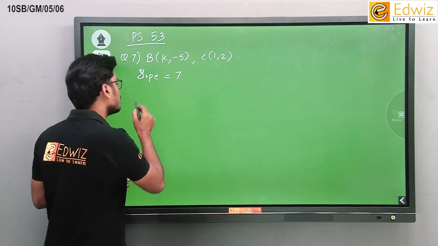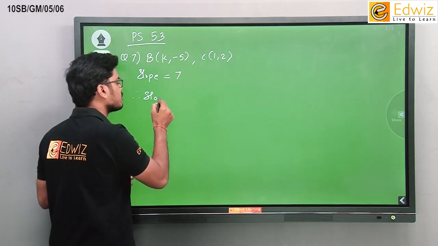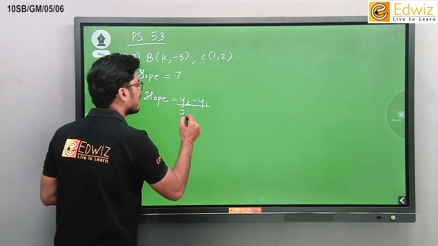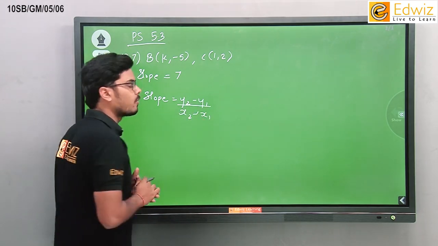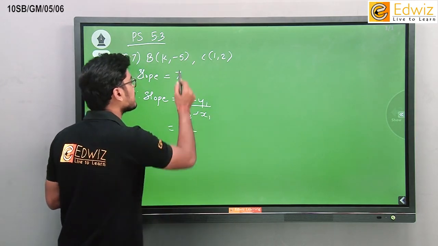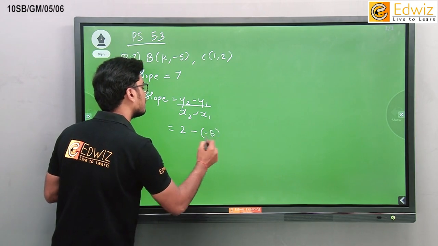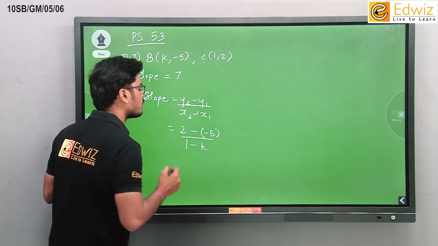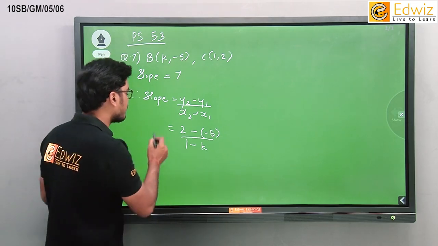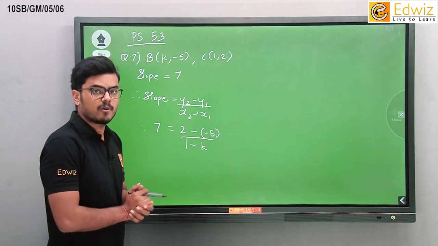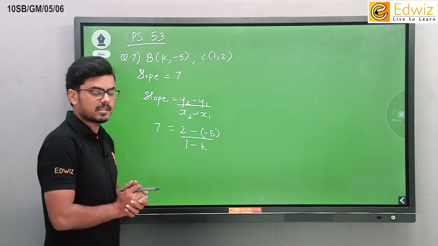Now we just have to use the slope formula here. As you know, the slope formula is y2 minus y1 divided by x2 minus x1. Here y2 is 2, minus minus 5, divided by 1 minus k. That is x2 minus x1, and we already know the value of this slope, that is 7. So we just have to find the value of k. It is a linear equation.